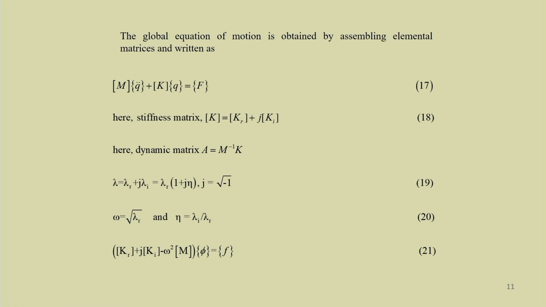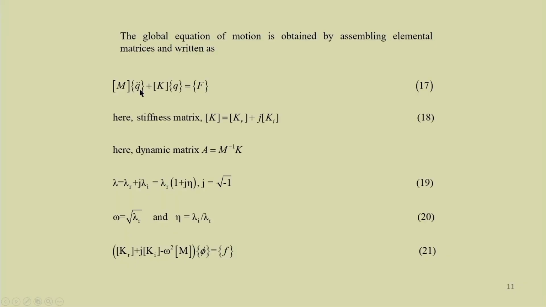In case of a parametrically excited system, till now we have not considered the axial force. So, in the next step we will consider the axial force to make the equation parametrically excited. Now you see this equation 17: m q double dot plus k q equal to f. This is similar to the equation of motion of a multi degree of freedom system subjected to forced vibration. Here this q contains 7 elements.